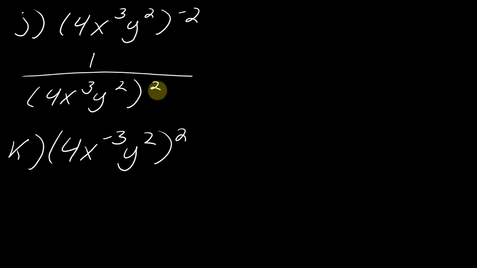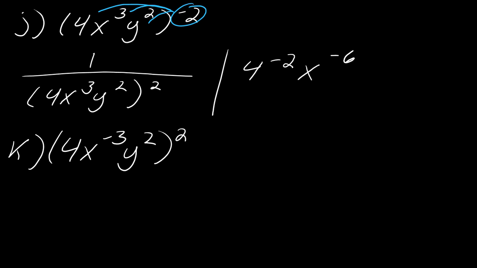So I could just send everything to the bottom like this and then move forward with the problem. And then this is very similar to the previous one, right? But technically, the other way that would be totally valid to evaluate this would be to apply that -2 to all the parts of the problem. But then you would have 4 to the -2nd, x to the -6th, and y to the -4th.